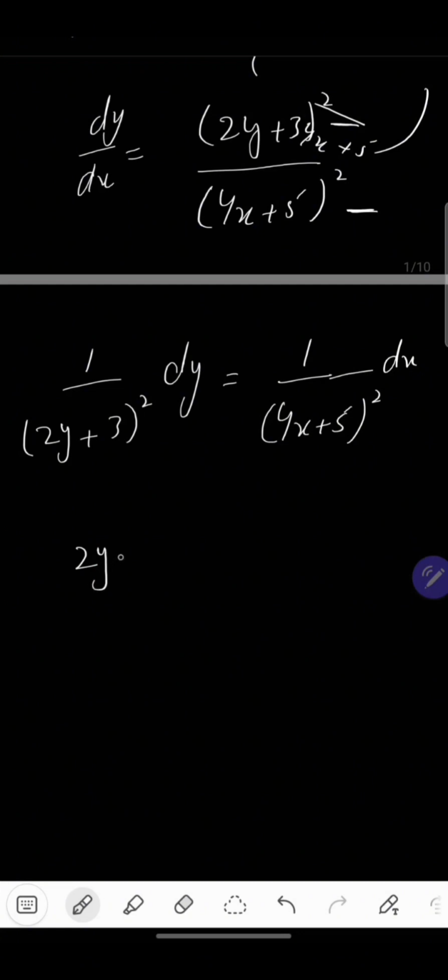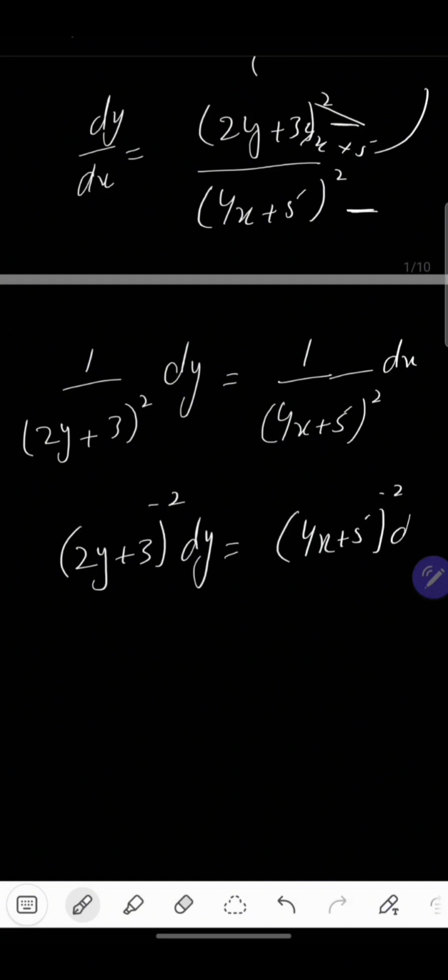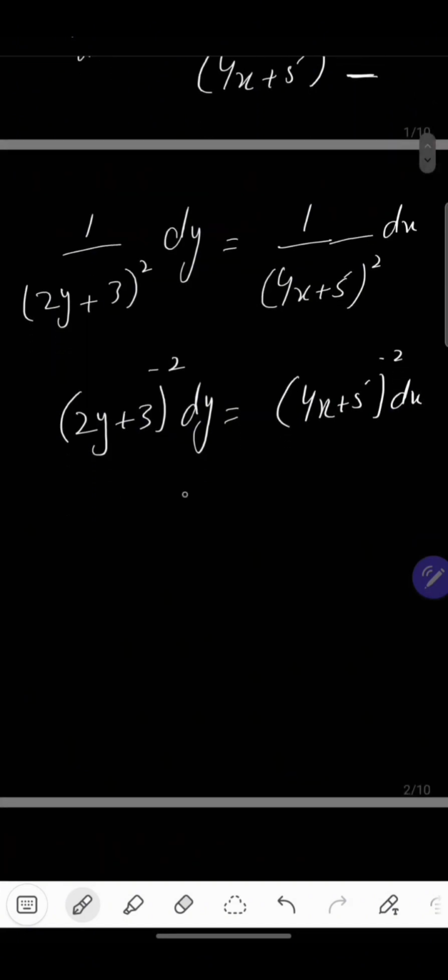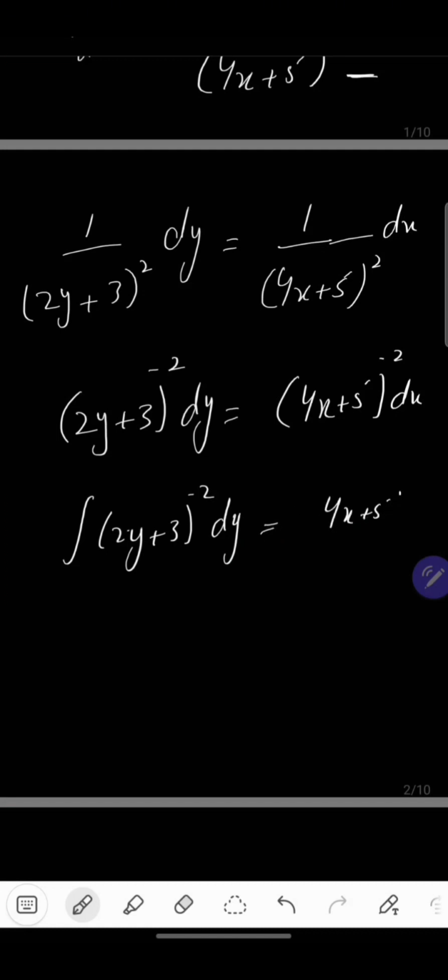Shifting the square from the denominator, we get (2y plus 3) to the power minus 2 dy. On the right side, we also shift (4x plus 5) whole square, and we get (4x plus 5) to the power minus 2 dx. Now apply integration to both sides of the equality: the integral of (2y plus 3) to the power minus 2 dy is equal to the integral of (4x plus 5) to the power minus 2 dx.